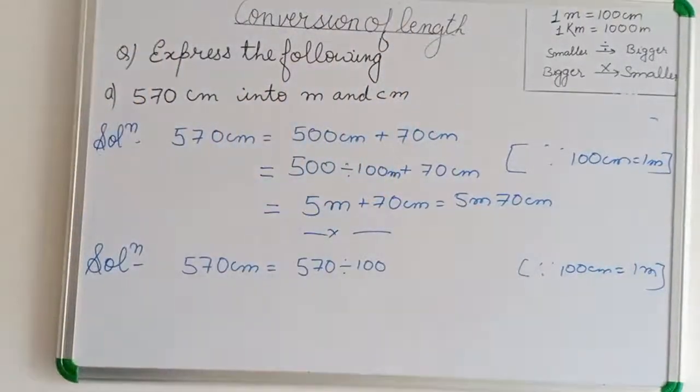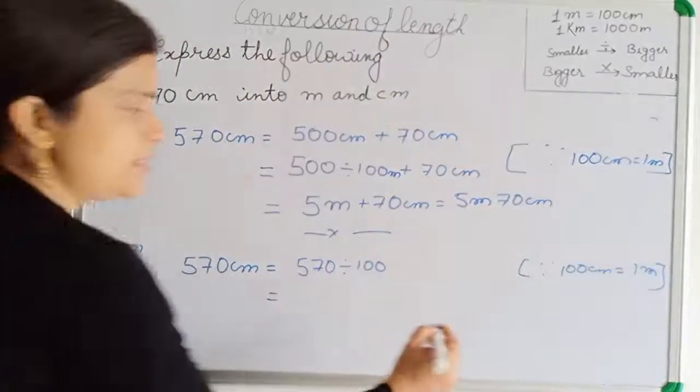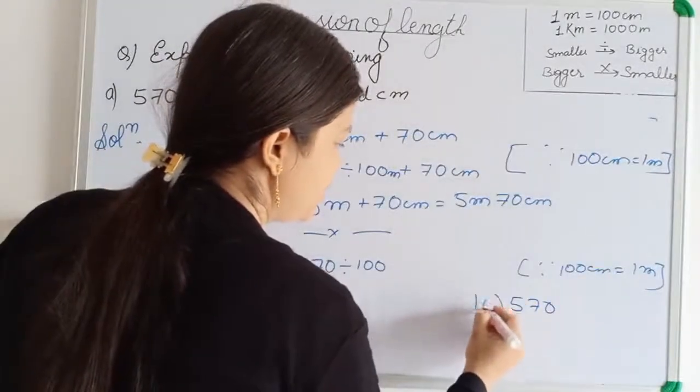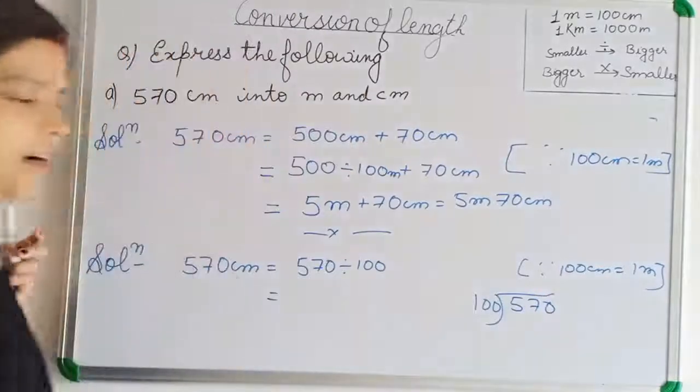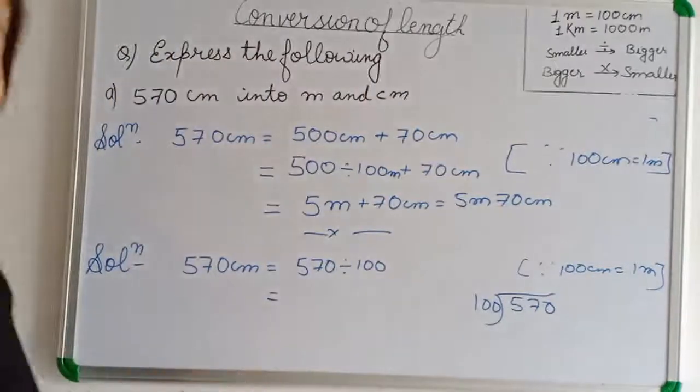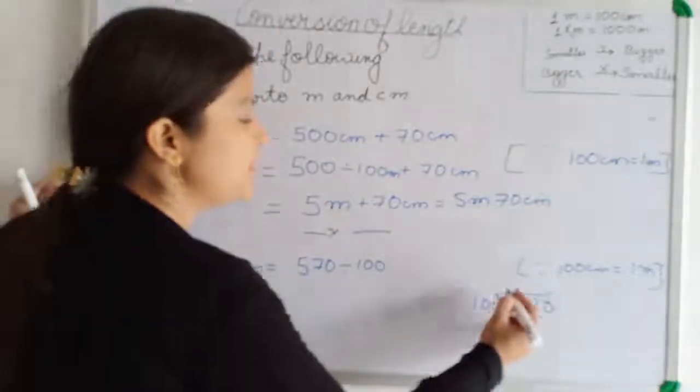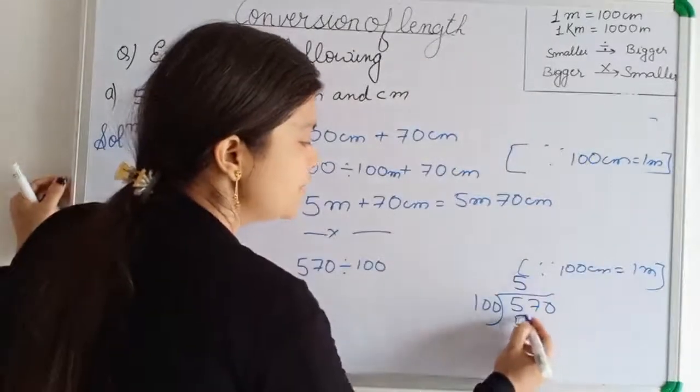Okay. Now you divide this number by 100. 100 5s are 500. 100 1s are 100, 100 2s are 200, 100 3s are 300. Same type. 100 5s are 500.